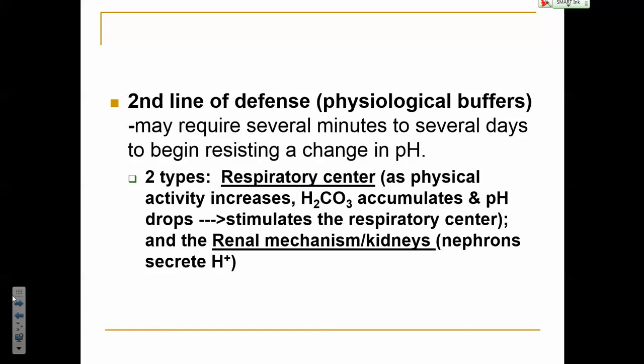Your second line of defense, which is more long-term for you, may take a few hours or days to actually kick in, but they last a long time. That's your physiological buffers. We have talked about these throughout A&P. One has to do with your breathing, your respiratory center. You know, your respiratory center is greatly influenced by hydrogen levels, isn't it? And then the other is your renal mechanism, which we talked about in the last chapter. At your kidneys, your last effort to get rid of excess hydrogen is that tubular secretion. You can secrete any excess hydrogen from your blood. So just be able to list those.